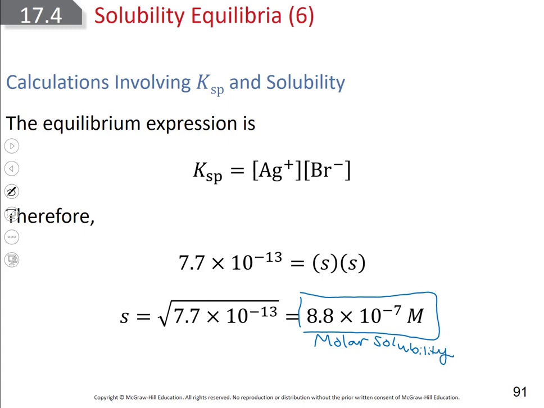If I wanted to have the solubility instead of the molar solubility, to go from moles to grams, again, we multiply by the molar mass. So we would determine the molar mass of silver bromide and just multiply our answer by that. As you can see, that's a really small number, 10 to the negative 7 molar. Very, very low concentration.